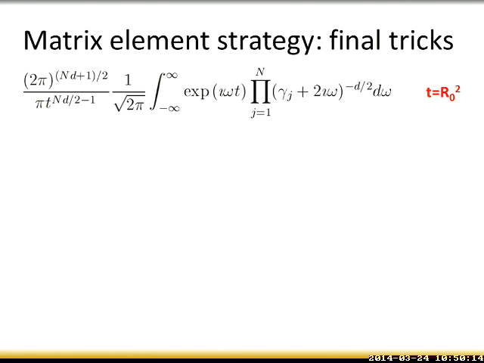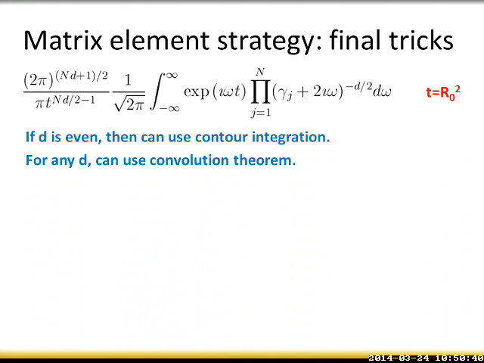So as I mentioned, we've shifted the eigenvalues of the matrix just into the complex plane. But if you notice, if D is even, then these are just simple poles that lie along the positive imaginary axis. So we can just apply our usual contour integration techniques and we're done. But in our case, we want to see what happens when the number of dimensions is not even. And in that case, we can apply the convolution theorem.